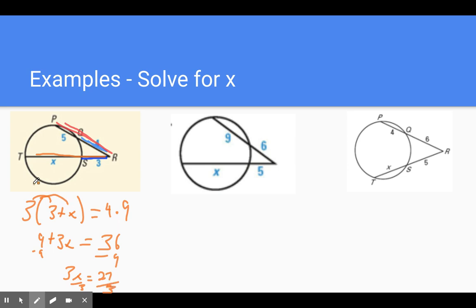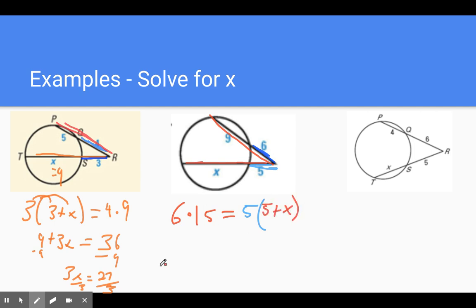And you get x is equal to 9, right? So x would equal 9 there. Okay, here, again, blue is the external, red is the whole. So that means we would write 6, which is our external, times the whole, which would be 9 plus 6, which is 15, has to equal the external here, 5, times the whole, which for this one is 5 plus x.